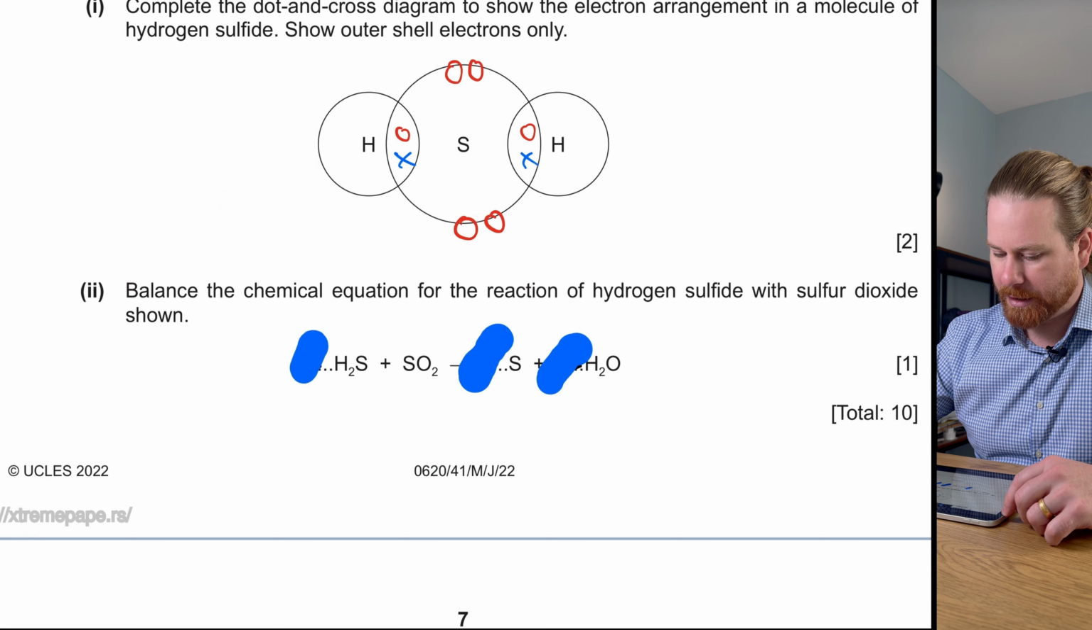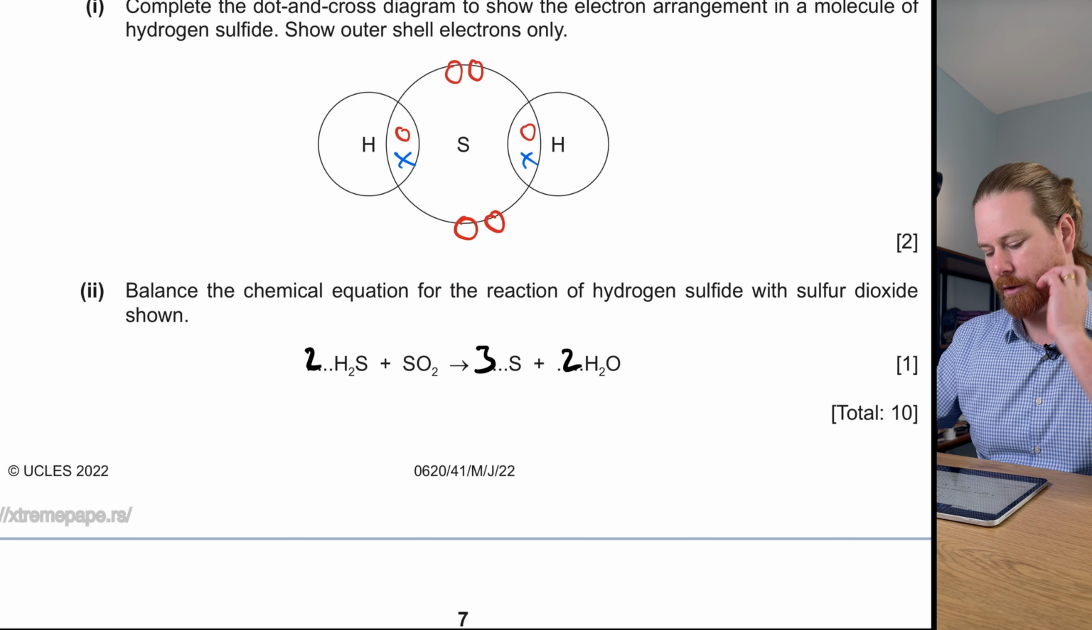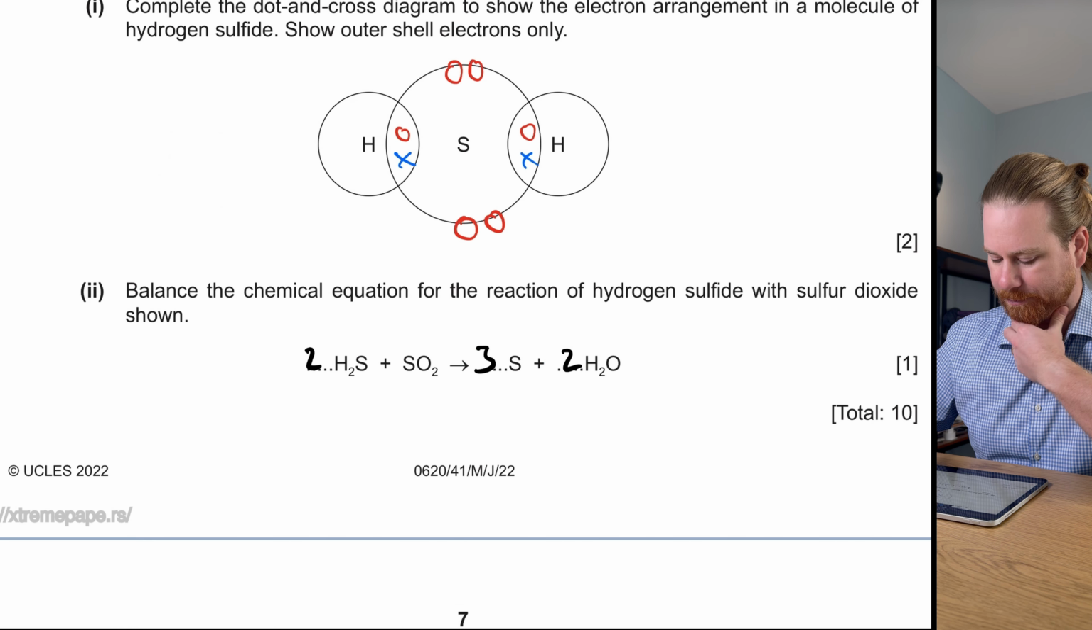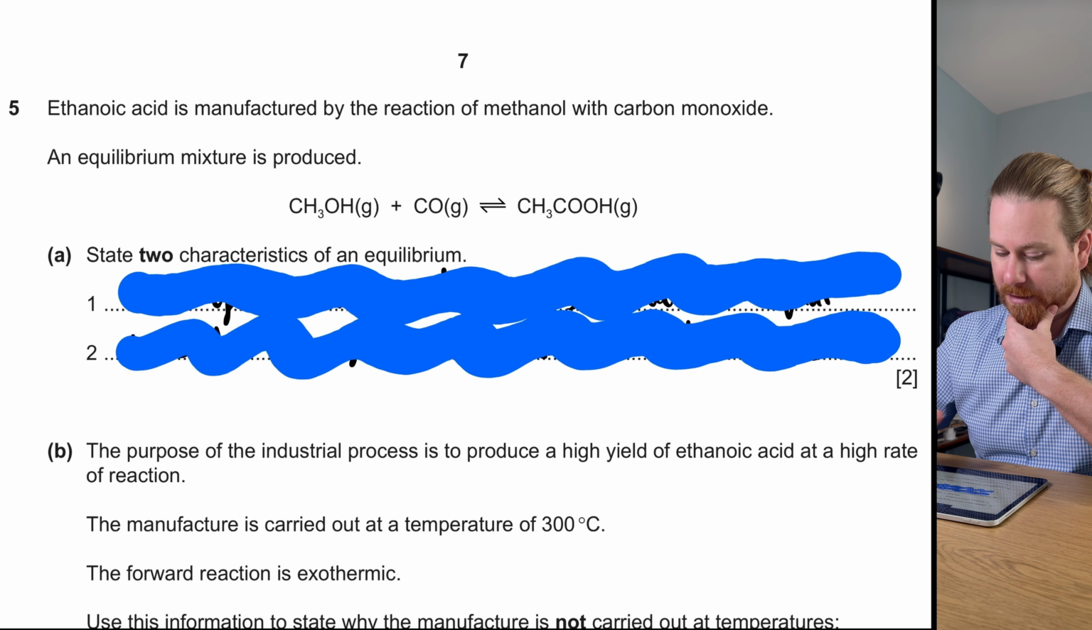Now the balanced equation. I have balanced this already, so here we go. Quite straightforward, I hope. Okay, ethanoic acid, so on to our next question.